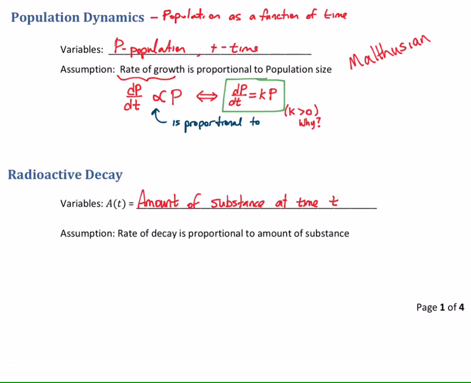So the rate of decay, how fast that substance is going away, is also going to be the derivative, just like it was for the population. This is dA/dt, and it's proportional to the amount of the substance, which is the variable A. So dA/dt is proportional to A.